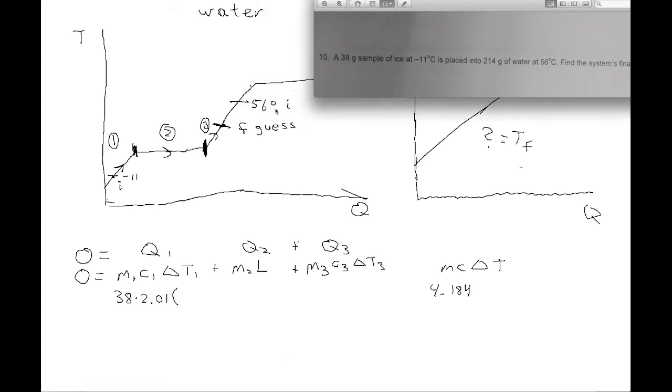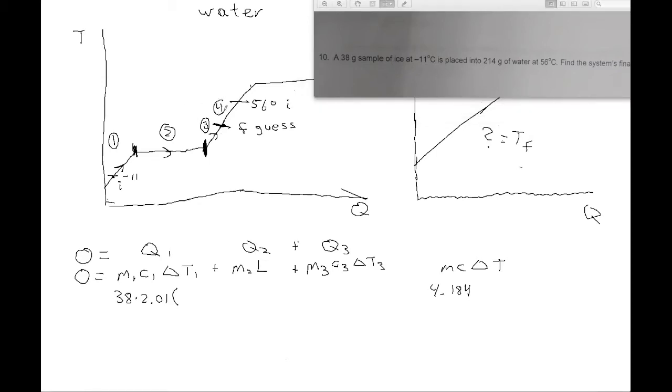We also need to think about the water. So now we're looking at the sample that started as water. How many steps is the sample that started as water going to have to go through to get to the final point? Just one. So let's call that step four. When you were first doing this problem on your own, you called that step two. But now that we've reconceptualized this, let's call that step four. So that would be plus Q4. And what's the equation you're going to use to analyze step four? M4 C4 delta T4.